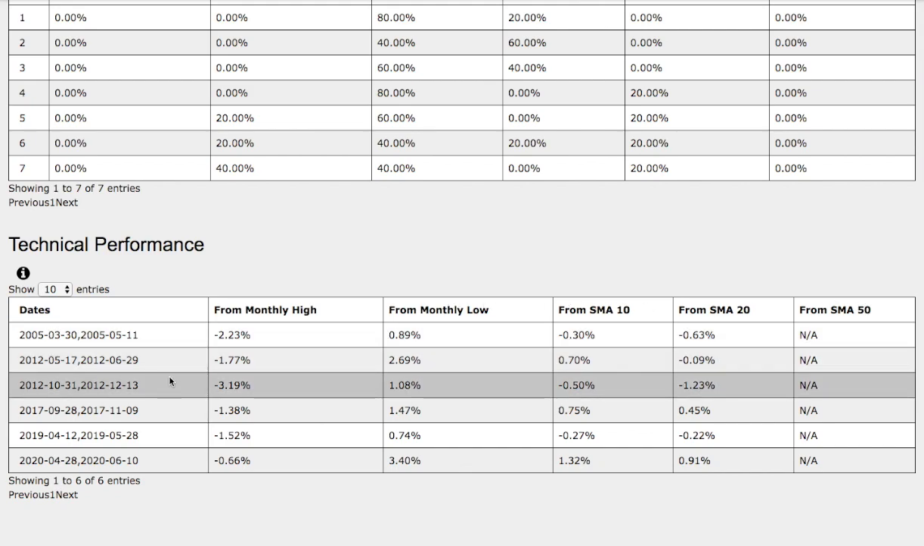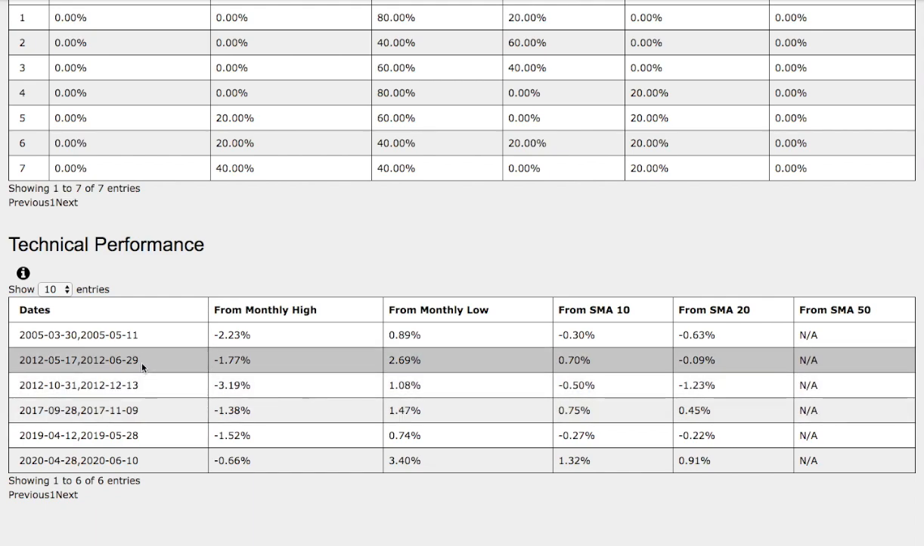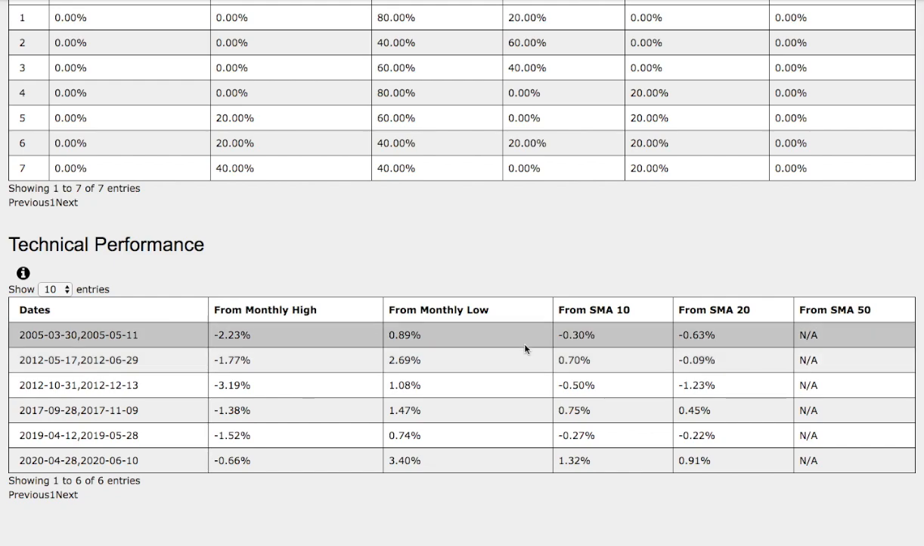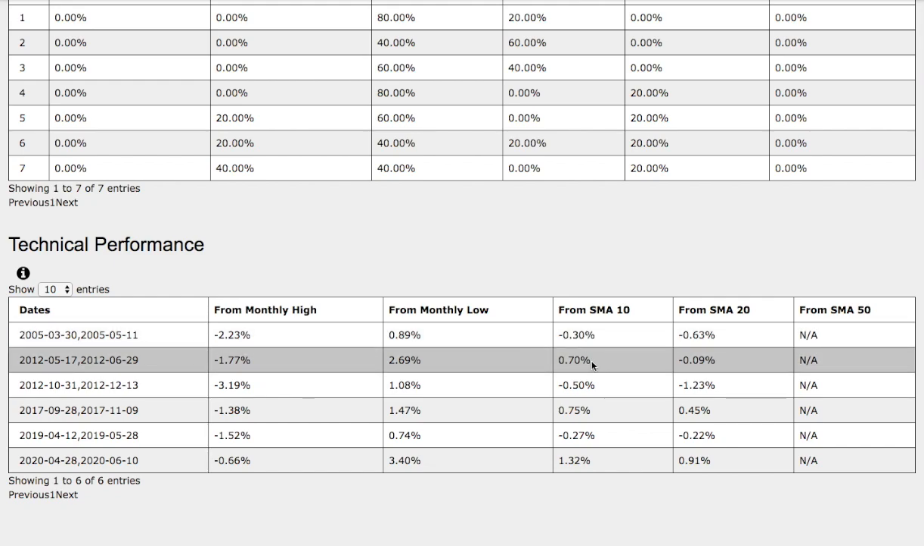Now the trend that we just examined, again, was May 17th to June 29th, 2012. Back then, it was down 1.8% from the monthly high, up 2.7% from the monthly low, up 70 basis points from the 10 simple moving average, and down 99 basis points from the 20-day simple moving average. So among the technicals, there are differences. Most notably is the 20-day moving average, down 9 basis points.